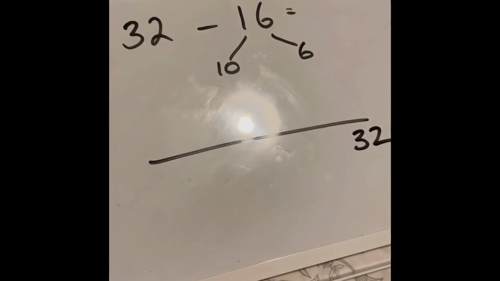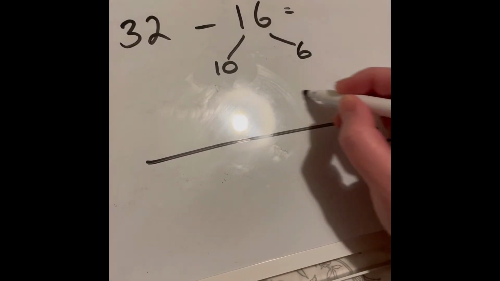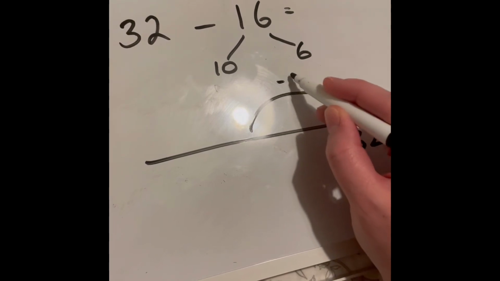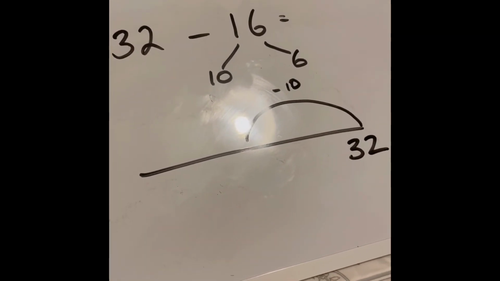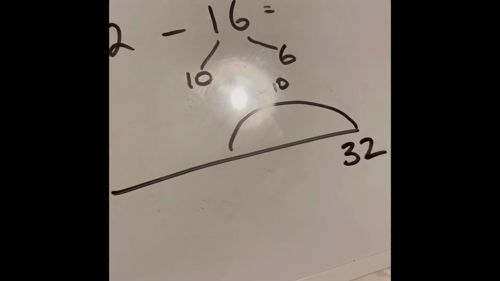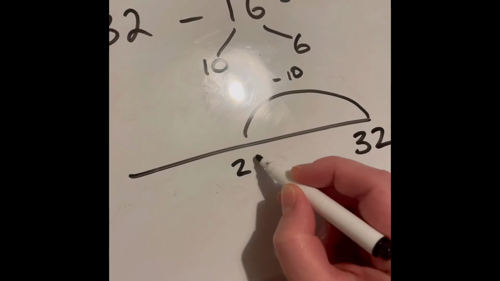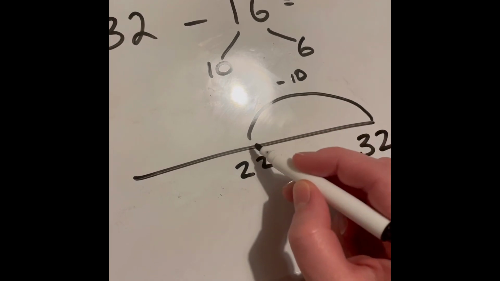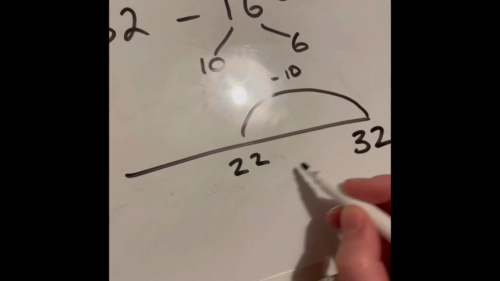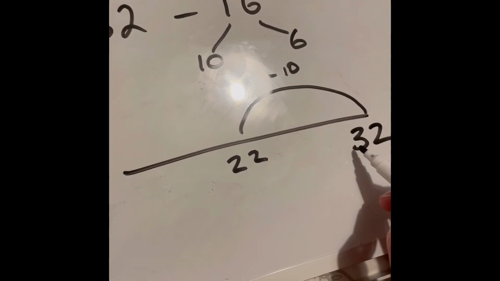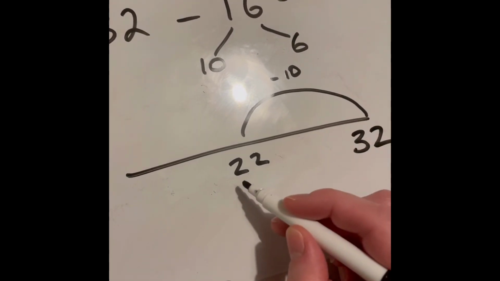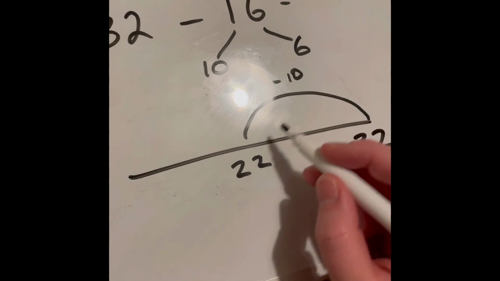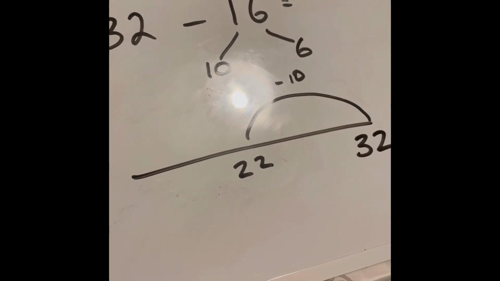So I'm going to do 32 take away 10 on my number line. And what is 32 take away 10, everyone? That's right, 32 take away 10 is 22, because we're going back 1 ten, so none of the ones are changing. The ones column stays the same, but the tens column goes down by 1. So 3 goes down to 2. So 32 take away 10 is 22.